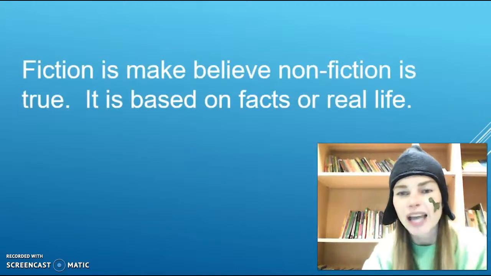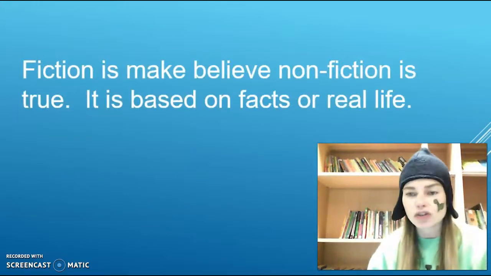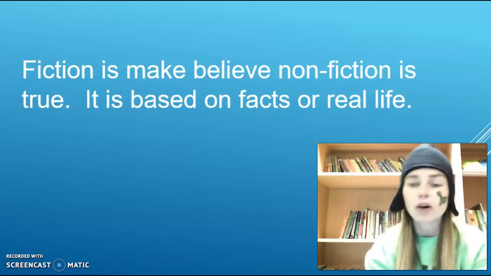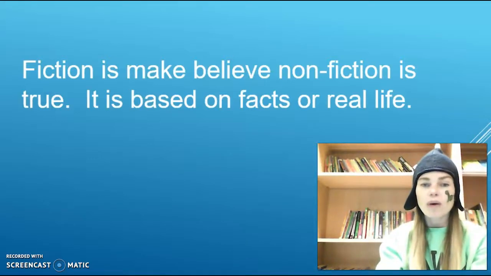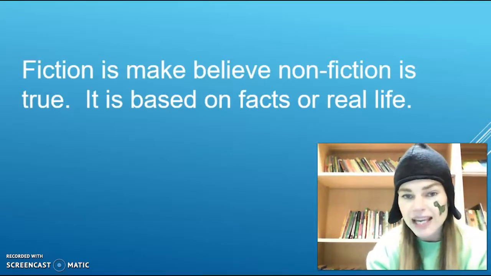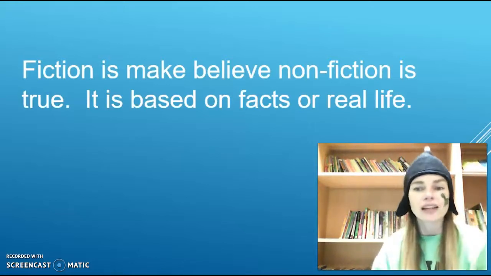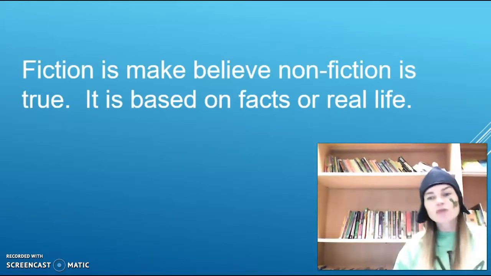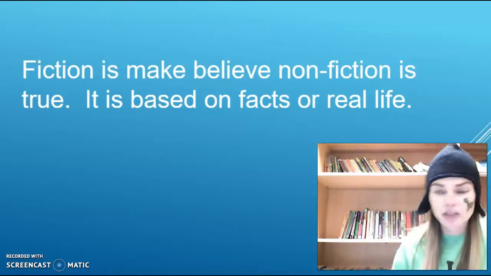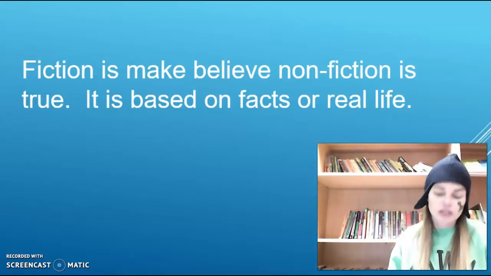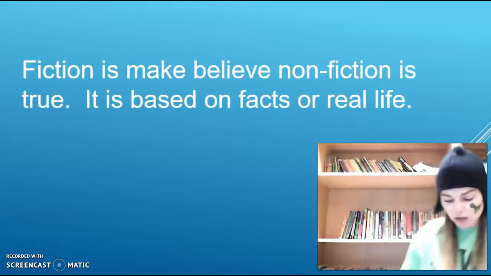A fiction book is a book that isn't true, a book that is what we call make-believe, whereas a non-fiction book is true. It is based on facts or real life. You would read a non-fiction book, reception class, to help you learn about something. So I've got some here to show you.